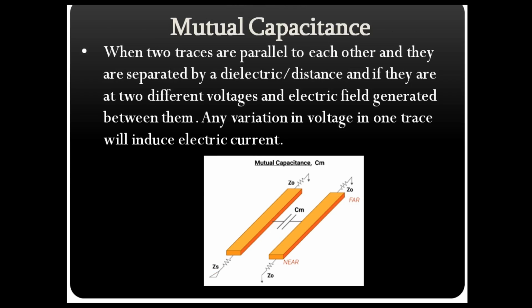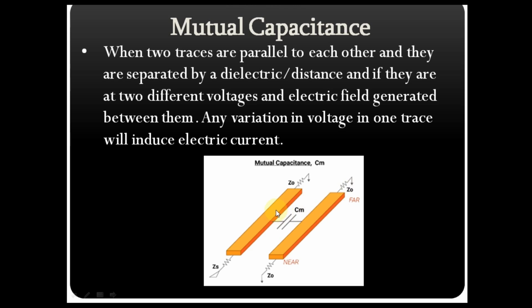In this slide, you can see two traces parallel to each other and separated by a dielectric. If they are at two different voltages, an electric field is generated between them. Any variation in voltage in one trace will induce electric current. By this diagram, let us assume these two are the parallel traces. You can see the source impedance ZS and the output impedance Z0, and there is a near field and a far field.